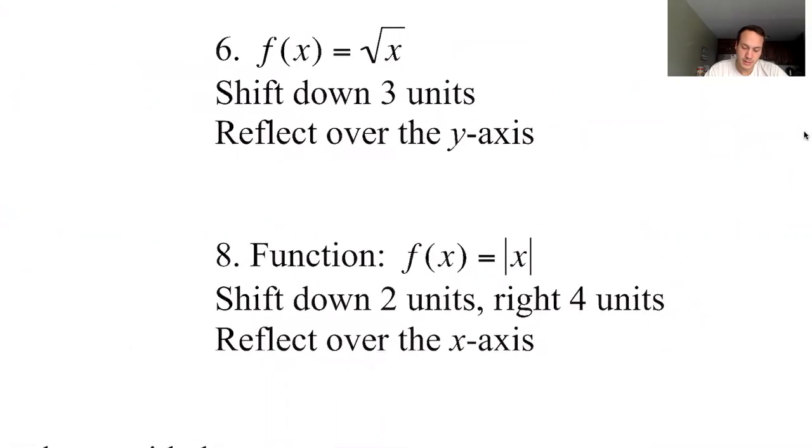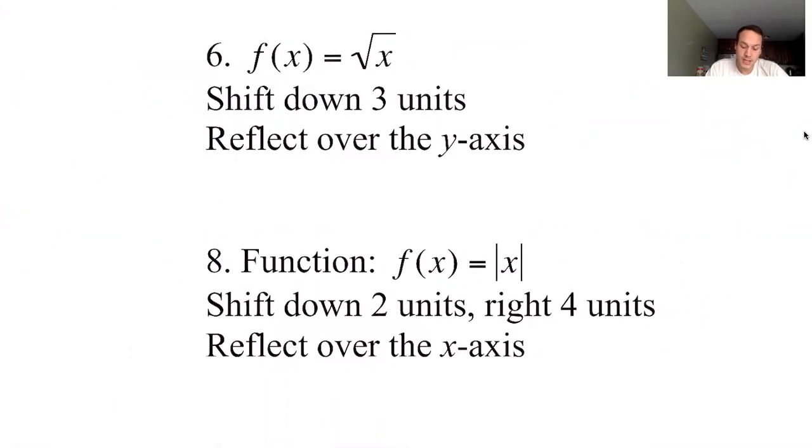Let's take a look at 6. This one does have a reflection. This time, again, like I said before, it's not common, but this one is over the y-axis, okay? So that means it's going to go on the inside. This one here is going to be f of x is equal to the square root of negative x. Now it's down 3. Because it's down 3, I end my square root symbol there. Same direction, minus 3. Okay?